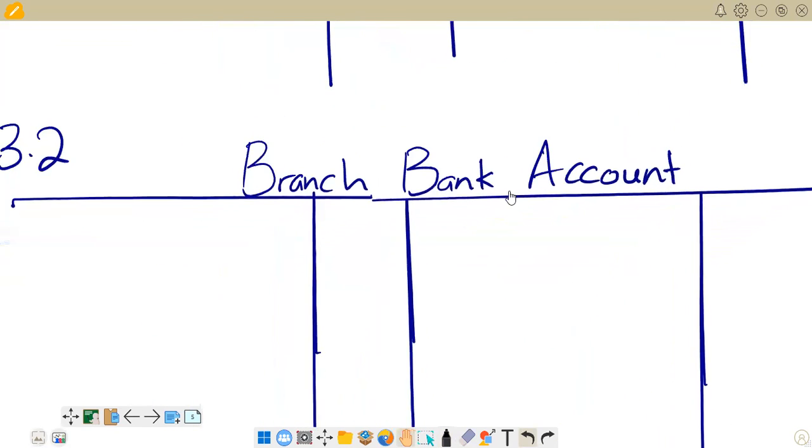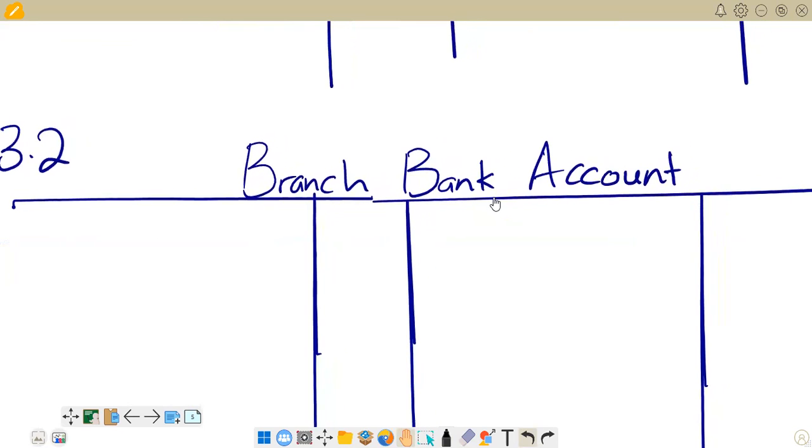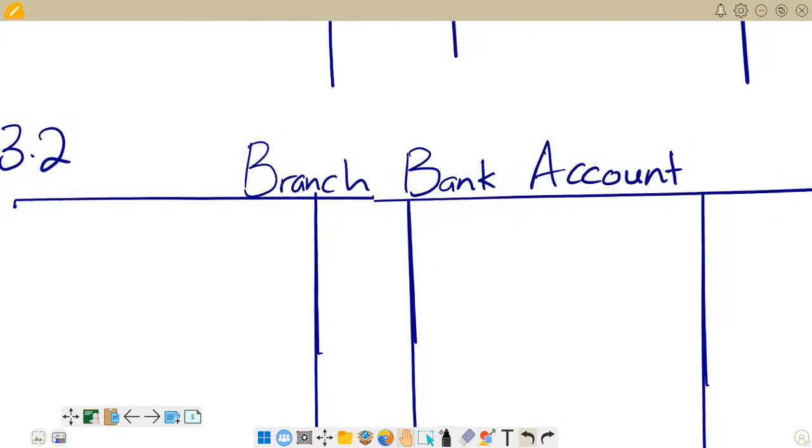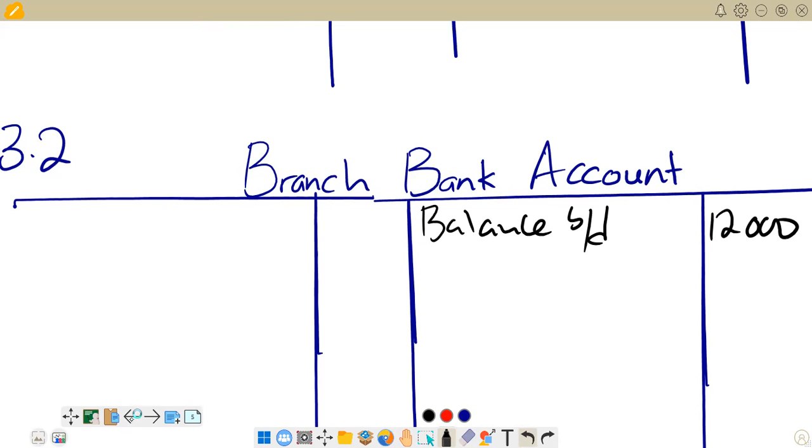This is our branch bank account of 3.2. The balance is indicated on the credit side, so we are going to the credit side, and that's where we're going to put our balance b/d. And remember, it's 12,000. Then we go back again to the question to check the next item.